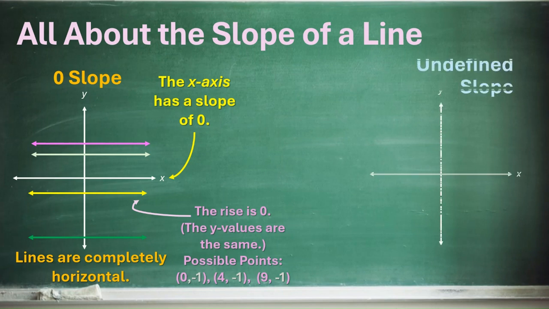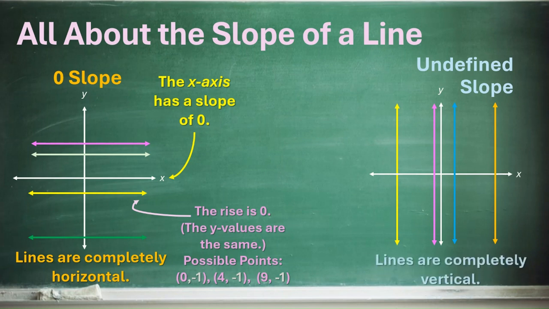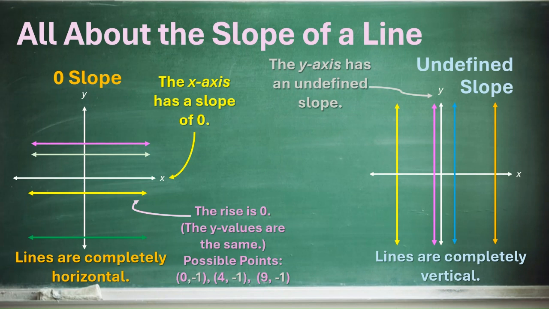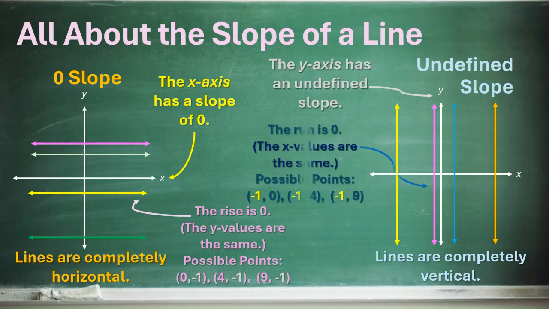Now, the undefined slope. Let's have a look at what these graphs look like. These are 4 lines with undefined slopes. What do you notice? If you said they're all completely vertical, you're right. And like the 0 slope, there's a 5th line that has an undefined slope here, and that line is the y-axis.